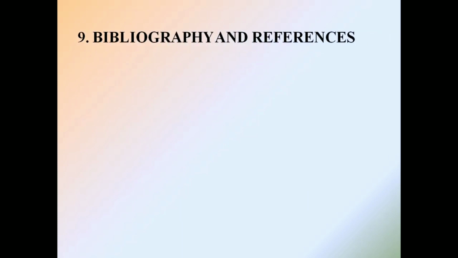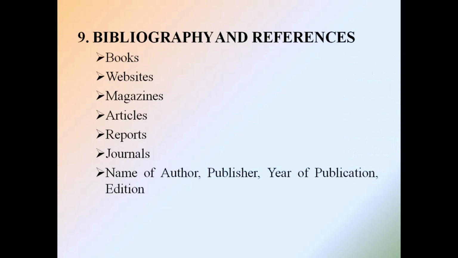The last step which you have to write, or which is there as a component of a research report, is bibliography and references. Now what is this bibliography and references? Bibliography and references includes the list of books, websites, magazines, articles, reports, journals, etc. whatever you have used, or from whichever source you have collected data for your particular research. It also includes the name of the author, publisher, year of publication, edition of whatever books, magazine, website, wherever you have taken the information from.